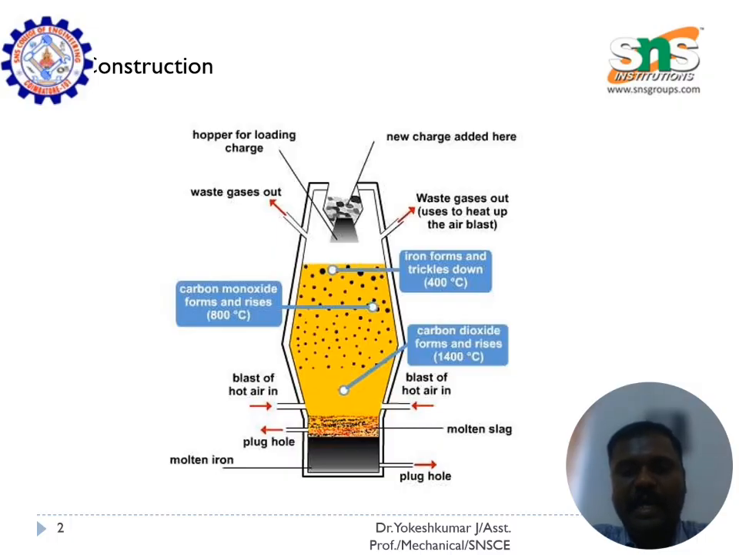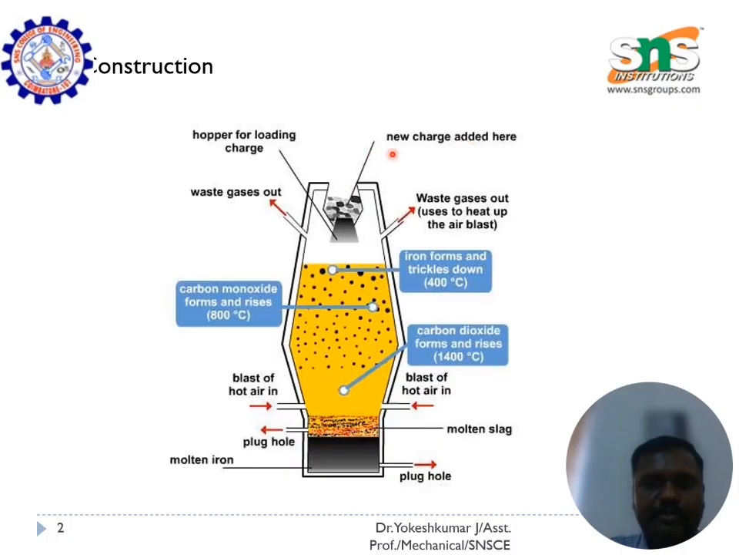Then to withstand high temperature, the inside is made with a refractory brick lining. It is used to withstand very high temperature. The refractory bricks are made up of refractory sand. It is used to absorb the heat that is produced during the melting stage. And at the top we have a hopper for loading the charge.